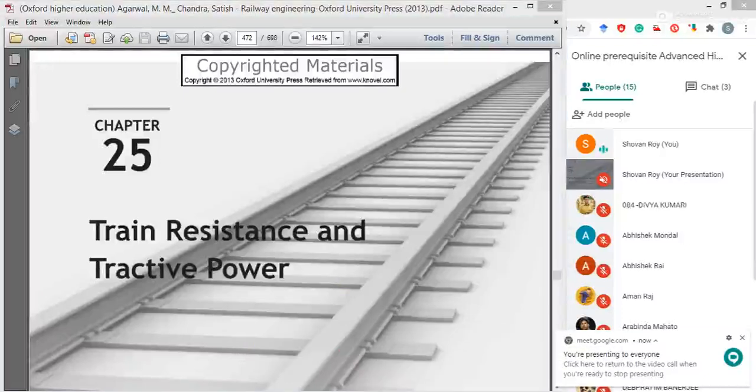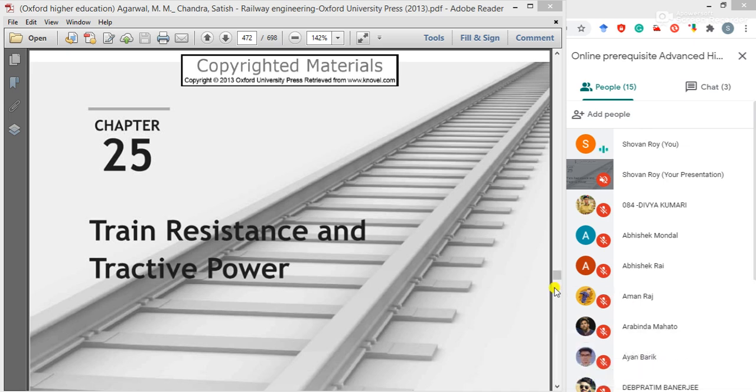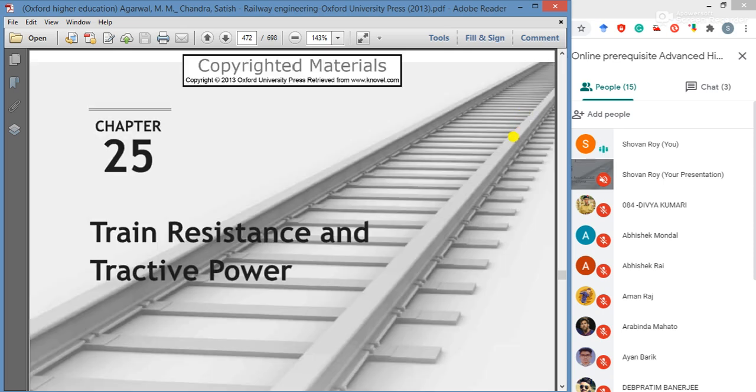What are the things related to train resistance and tractive power. This is chapter number 25 in your Agarwal book. I am directly referring to this book because the authors have described very well the train resistance and also the numerical which is involved with this train resistance. You can also follow this book, but I am just dictating and giving you the points which will be picked up from this chapter.